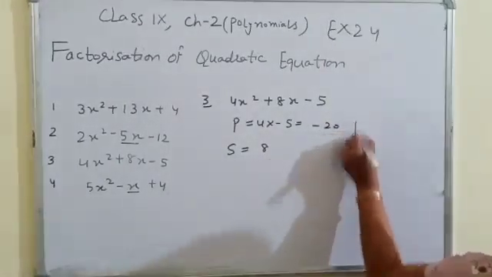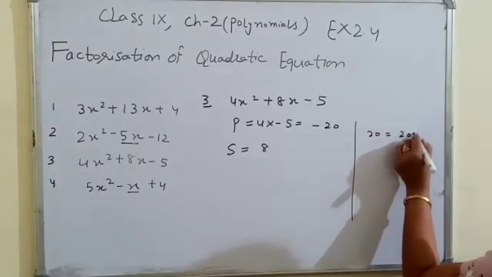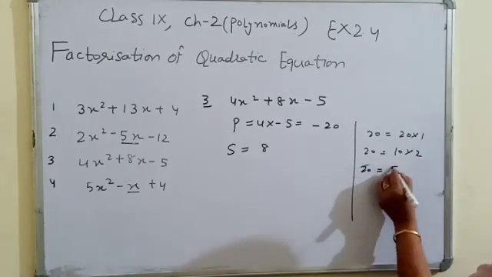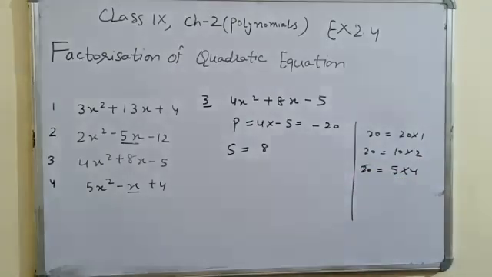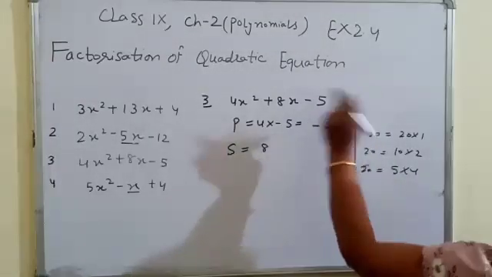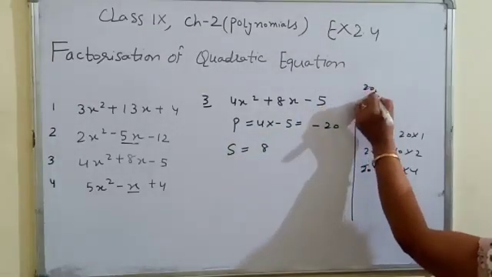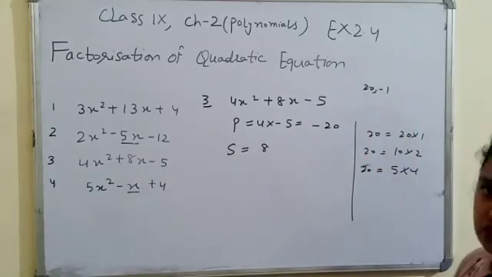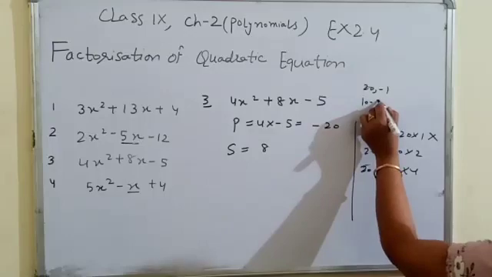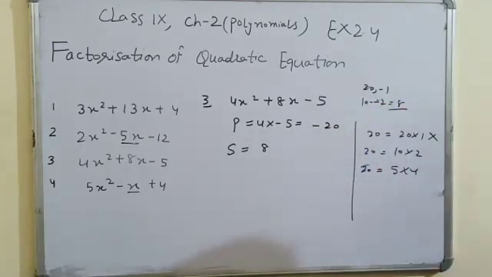So 20, let's make the factors: 20 and 1, 10 and 2, 5 and 4. Now these are the factors for the 20. So let's see which one is suitable, because we have to take one positive and one negative, and the greater number should be positive. 20 and -1, is it applicable? No, because 20 minus 1 is 19, so no. Next one is 10 and 2. 10 minus 2, it is 8. Yes, we can apply it.